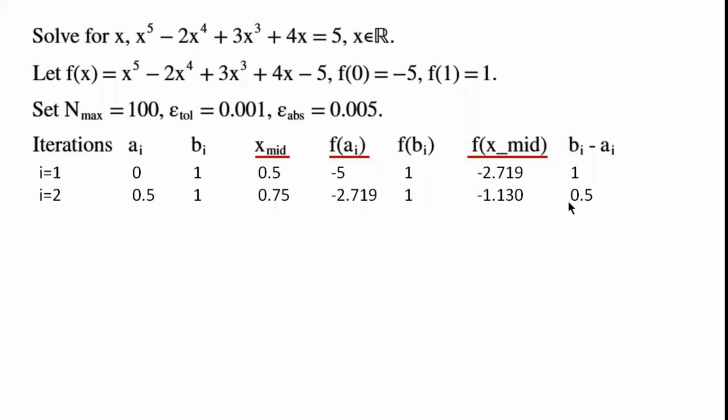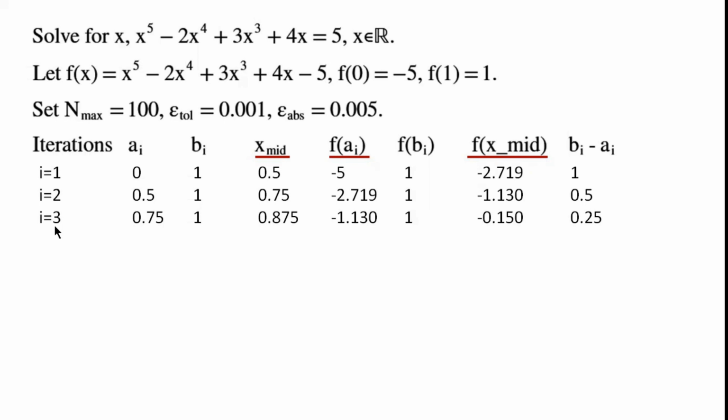bi minus ai equals 0.5. The modulus of f of x mid is much greater than epsilon tau. The modulus of bi minus ai is much greater than epsilon abs. We can see that f of ai and f of x mid have the same sign, which means the roots must be in the interval x mid and bi.